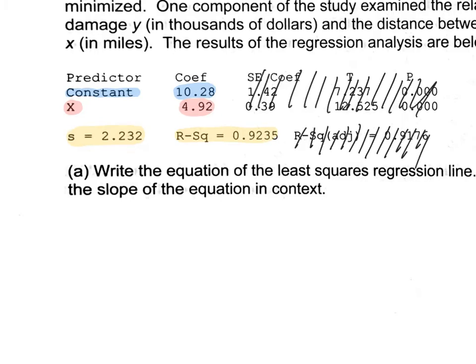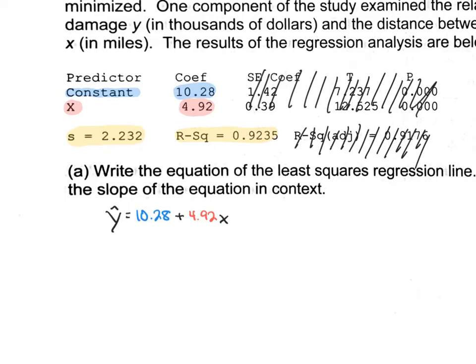So write the equation of the least squares regression line. Let me do it very generically first. Y hat, and yes, I put a hat above it. Remember, you've got to have the hat, is equal to 10.28, pulling that number up there, plus 4.92 x. So this is great. This is the least squares regression line.